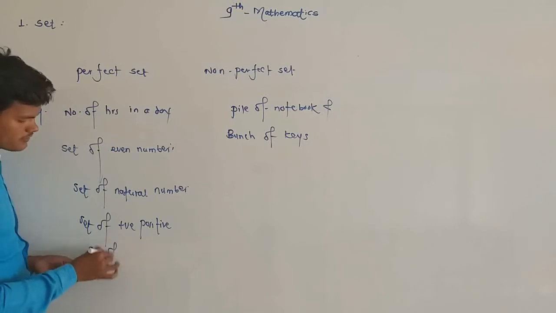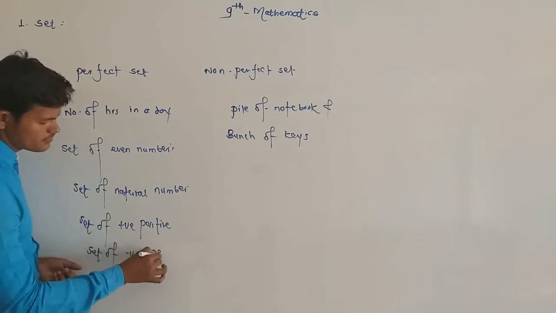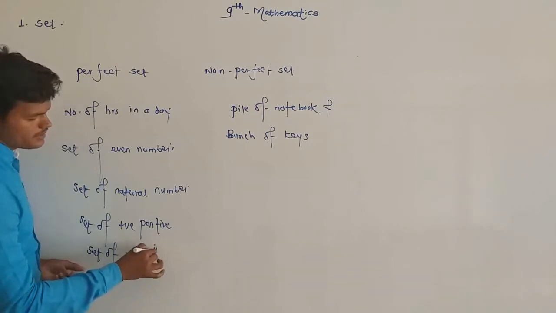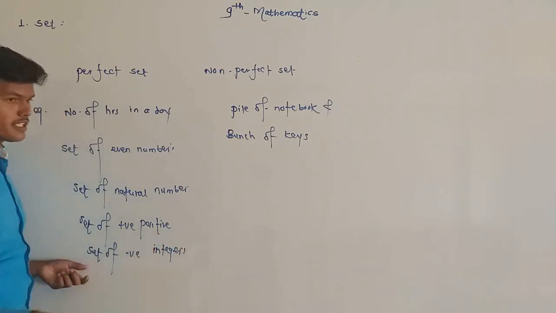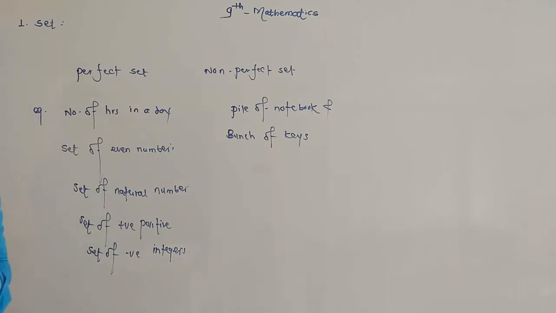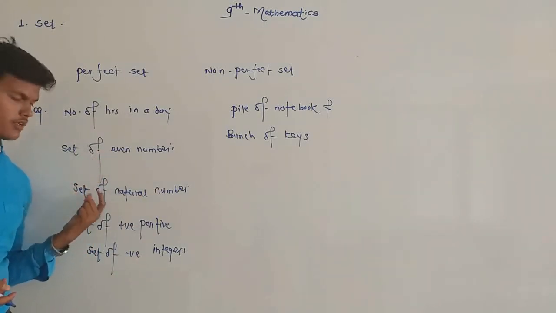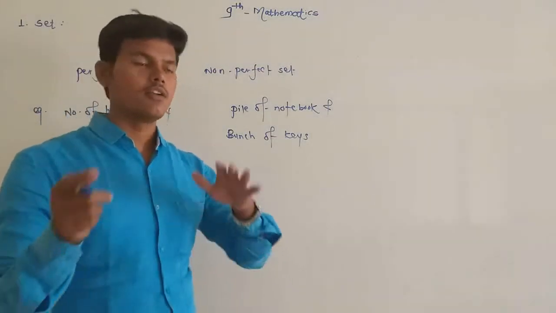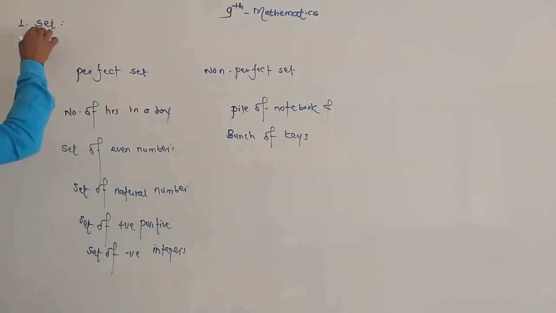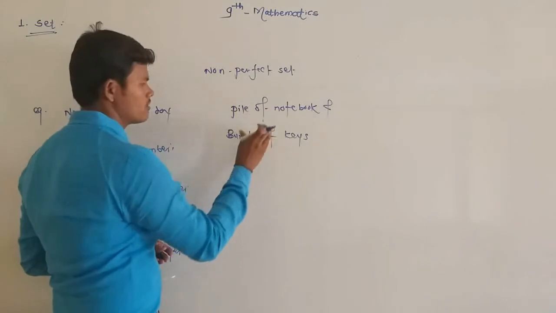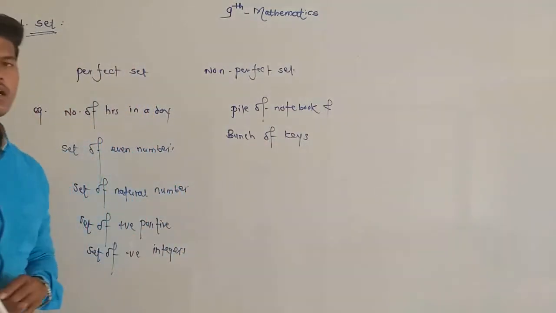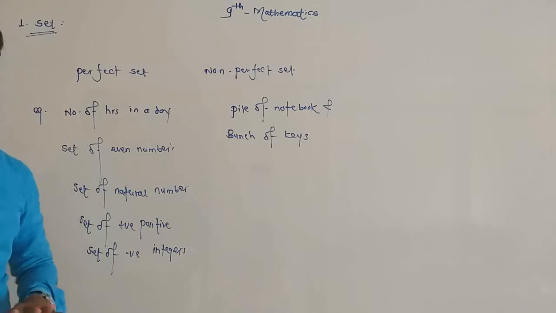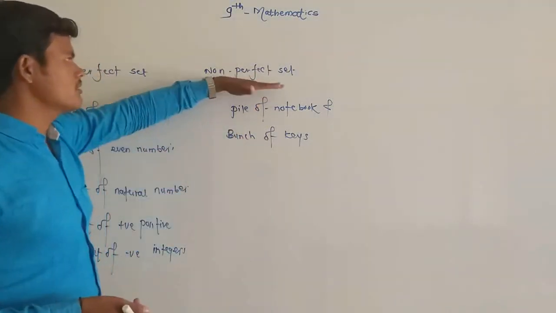Set of negative integers. Set of rational numbers. All of these are already defined. Natural numbers start from 1. Whole numbers start from 0, because they are already defined. This is what we consider a set, or a perfect set. That's why a pile of notebooks, a bunch of keys, and a flock of birds are examples of non-perfect sets. They are collections but not perfect sets.